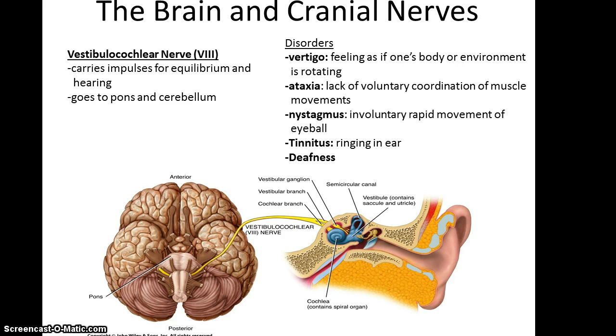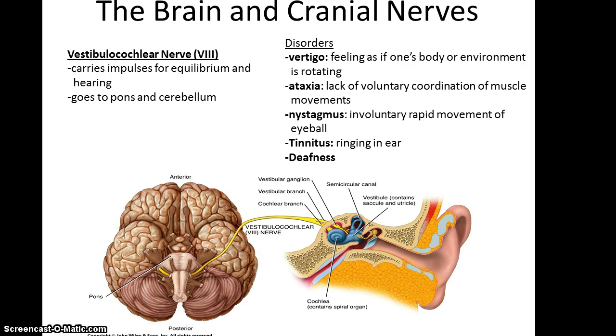This nerve carries information for both equilibrium and hearing, and it originates in the pons and sends information to the cerebellum as well. So here you can see the inner ear, and the nerves have two branches, one for equilibrium, one for hearing, that then quickly fuse to form the vestibulocochlear nerve.